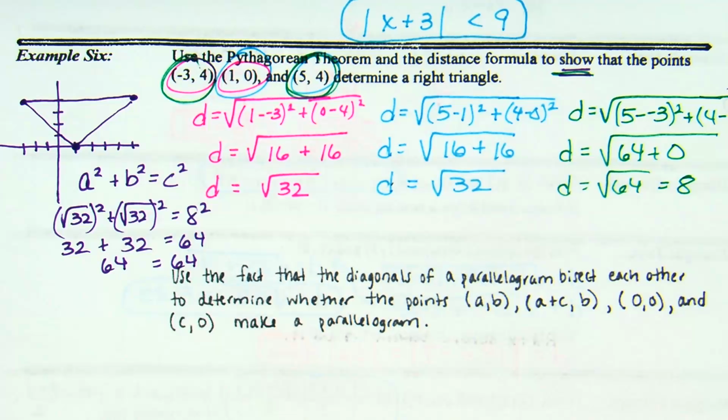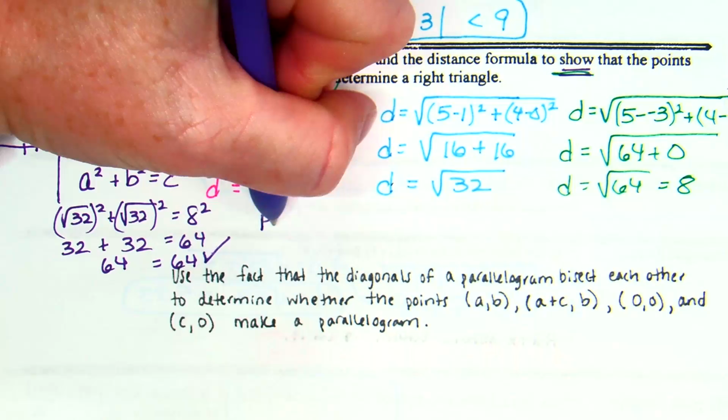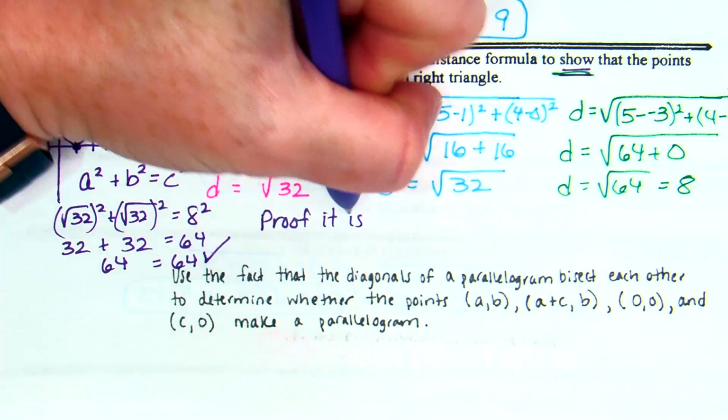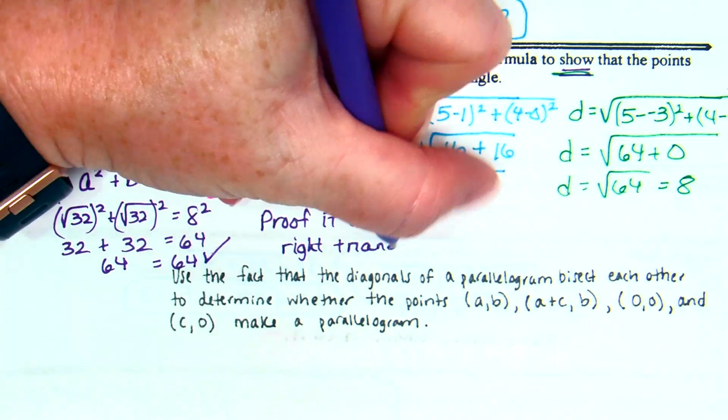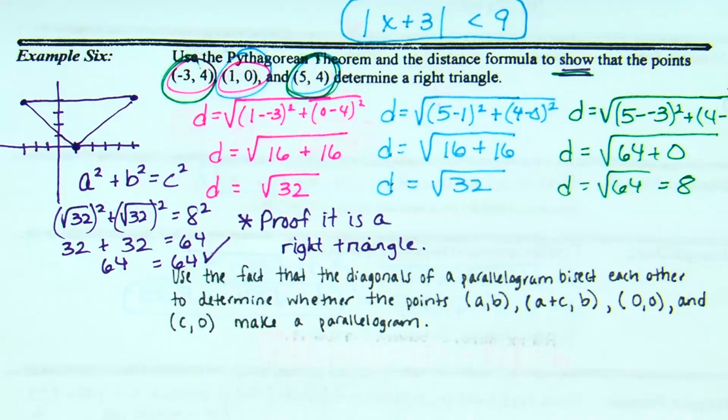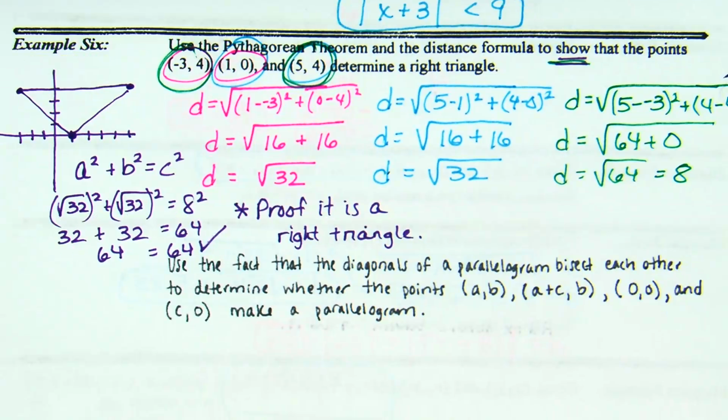So, is this a right triangle? Yes. Yeah. Because my Pythagorean theorem worked out to be true, this is a right triangle. So this is my proof. It is a right triangle. Okay, that is my proof it is a right triangle.